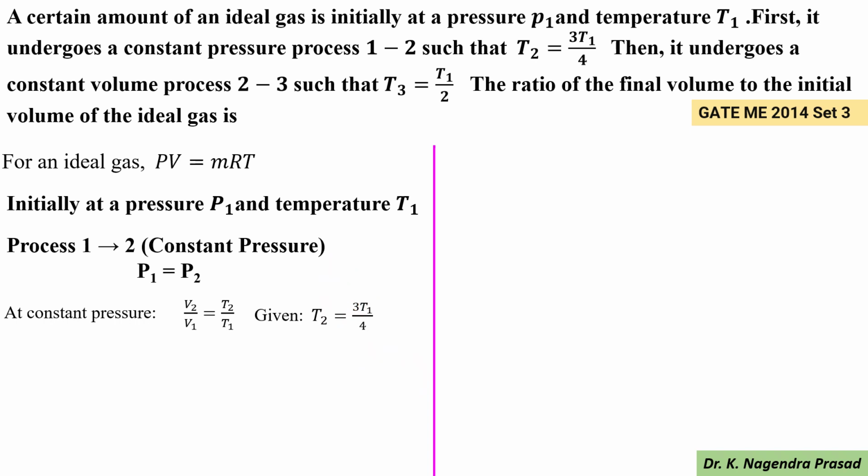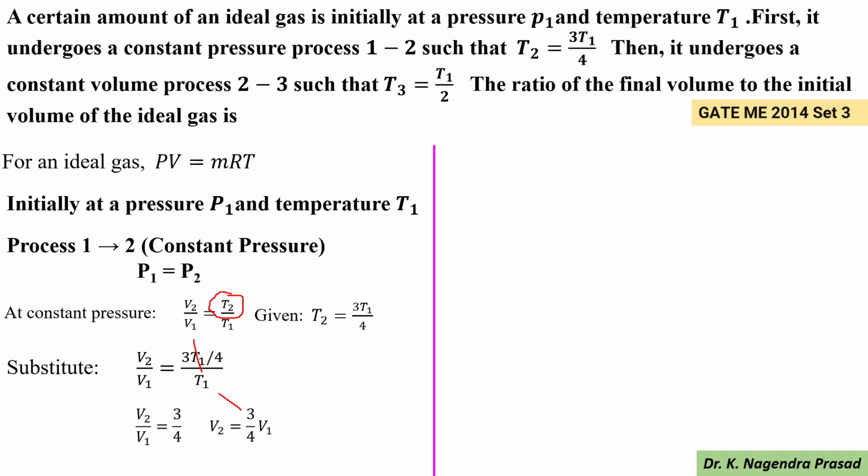Moreover, it is given in the data that the T2 value is 3T1 divided by 4. So then we have to substitute here. We will get V2 by V1 equals T2 value, 3T1 divided by 4. Then T1 gets cancelled. Then V2 by V1 equals 3 by 4.